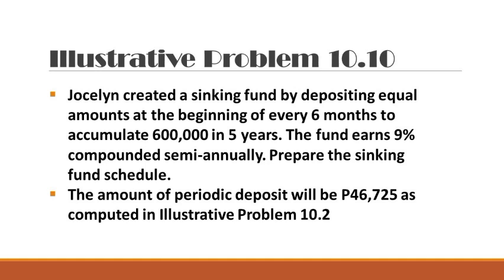Illustrative problem 10.10. Jocelyn created a sinking fund by depositing equal amounts at the beginning of every 6 months to accumulate 600,000 in 5 years. The fund earns 9% compounded semi-annually. Prepare the sinking fund schedule. So the amount of periodic deposit will be 46,725 pesos as computed in illustrative problem 10.2, which is shown in the next slide.